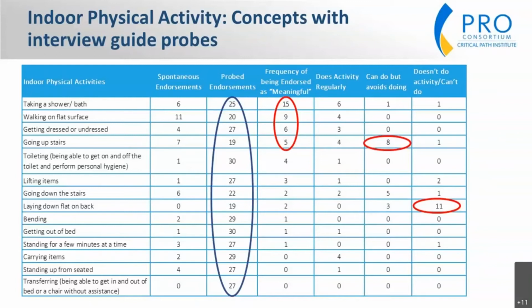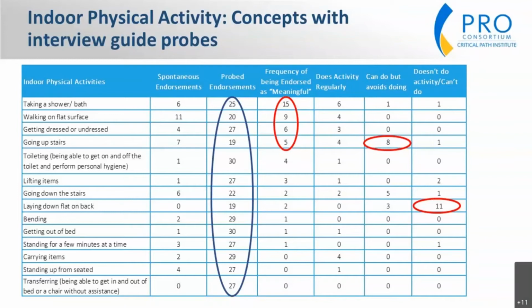Activities for which we had elicitation probes, so expected would be relevant in the interviews, were endorsed as relevant by most participants, as you can see in the numbers in the blue outline. But these activities did not consistently emerge spontaneously. Walking on flat surface was among the activities in the house that participants selected as meaningful, along with personal care activities and household chores, while climbing stairs appeared as the activity that most commonly was reported as something that participants say they can do but avoid doing.